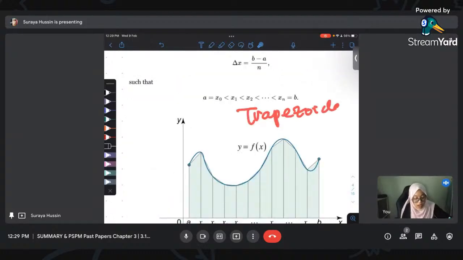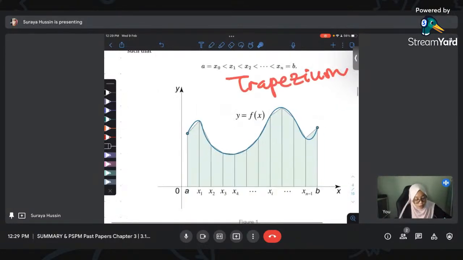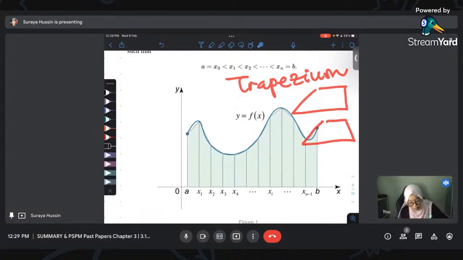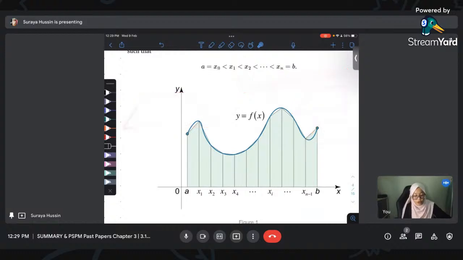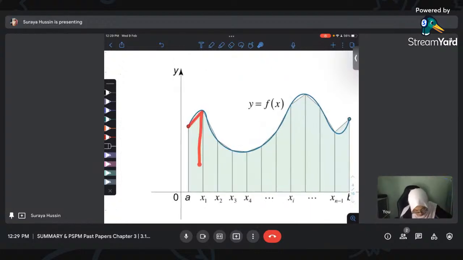trapezoidal rule is actually coming from the word trapezium. If you understand this now. So trapezium bentuk dia macam ni kan. Nampak ke beza dia? Tak kisahlah apa-apa pun, as long as the bentuk dia trapezium. So along of this graph, you will see that inside here, bawah ni, you akan nampak bentuk trapezium. Can you see that? A trapezium shape di bawah graph ini.